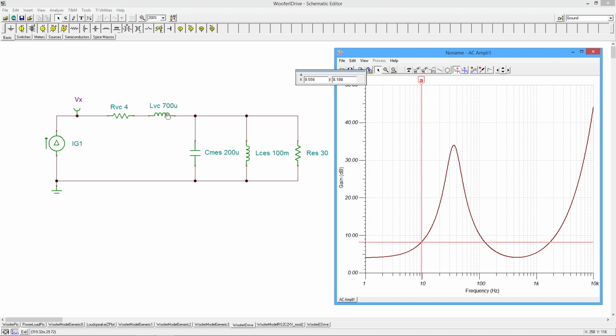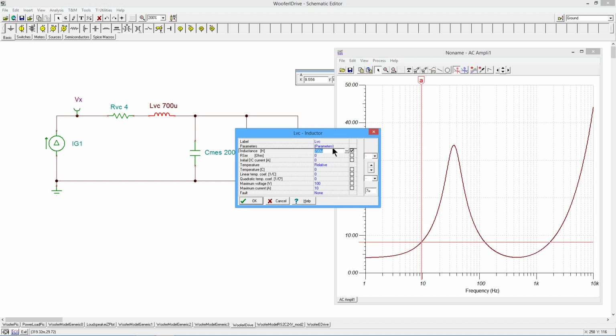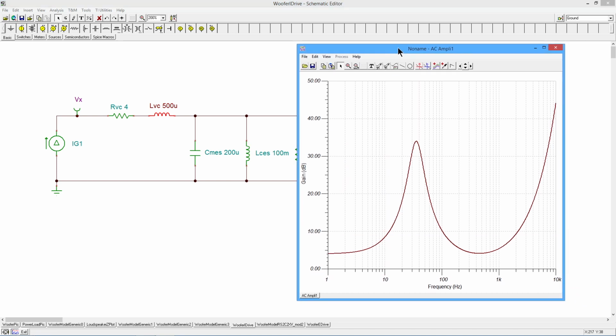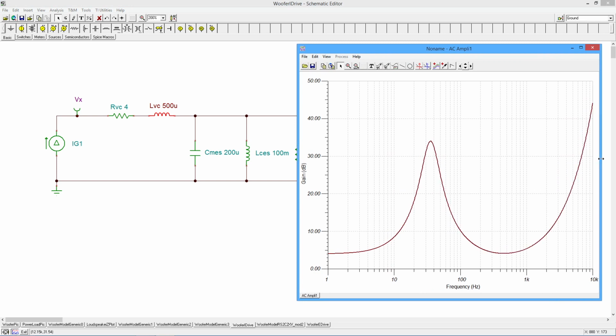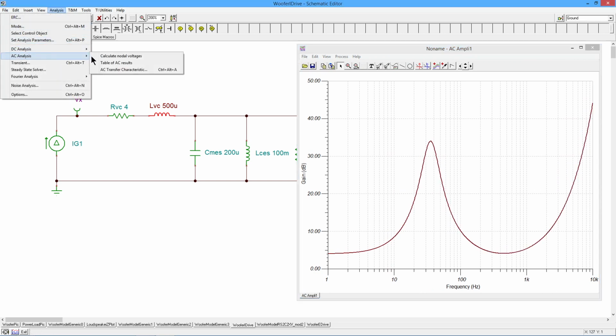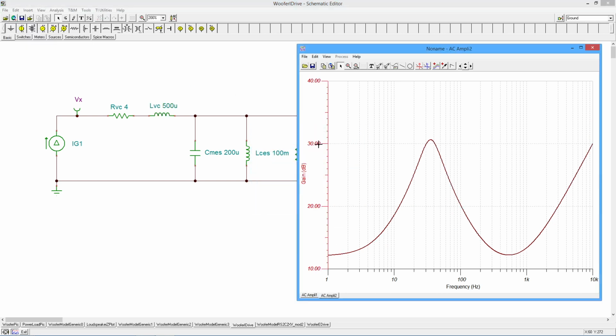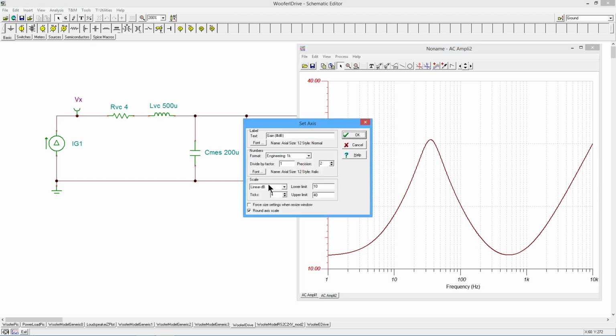All right, so like I said, we could kind of monkey with this. If I changed the inductor over here, the voice coil inductance, like let me drop this from 700 to 500 microhenries. Okay, and I am going to redo this. Let's move him over here a little bit and spread him out a little bit. And once again, I am going to have to change my axes.